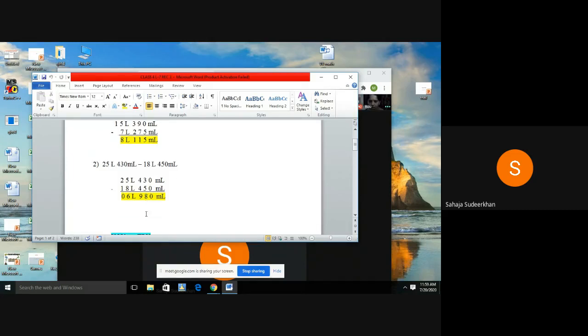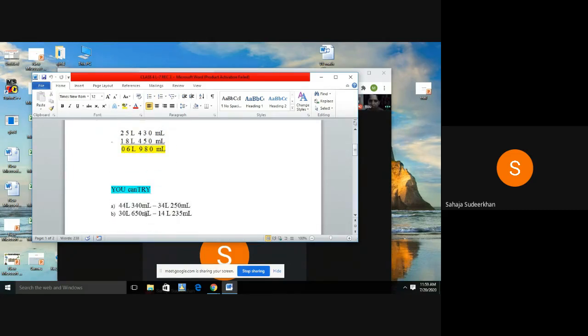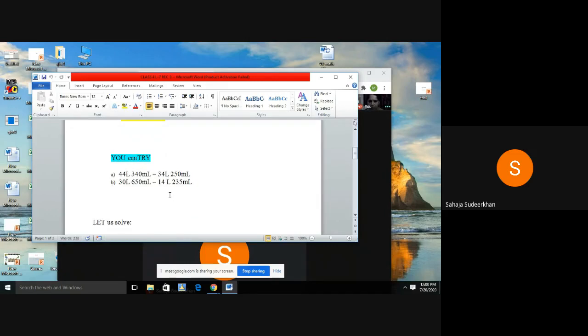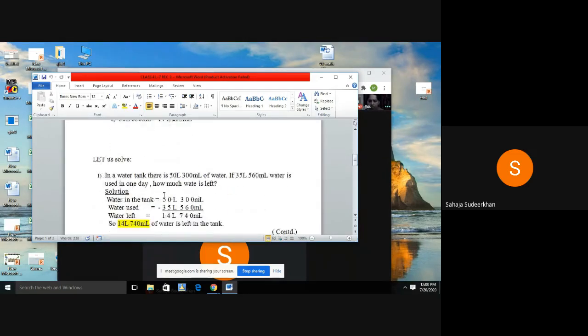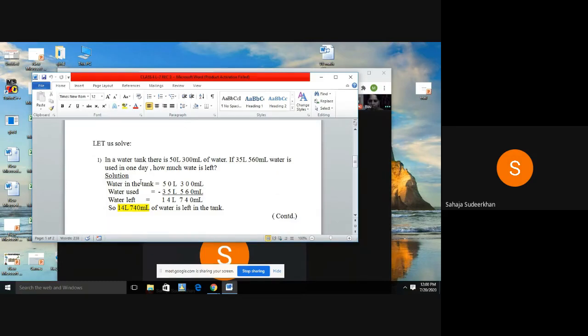Okay, children, now you got how to subtract. Now there are two questions for you to try. You try this and get the answer. After that we are going to apply this knowledge in solving problem sums, as we did in addition. In addition also we learned addition first, and after that we did problem solving sums.